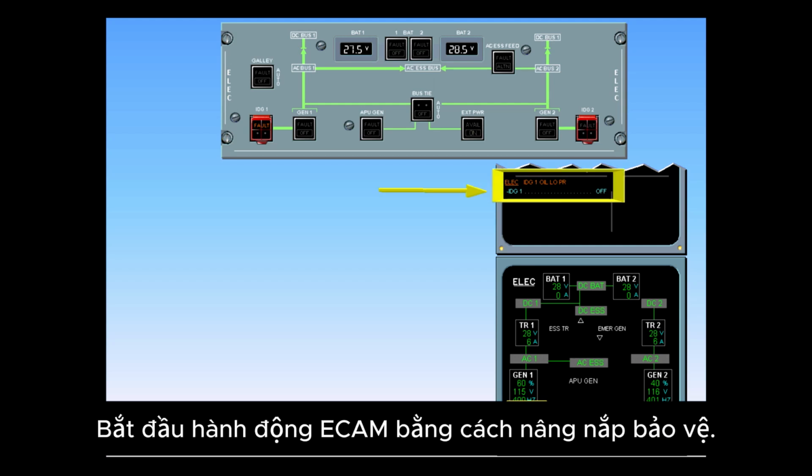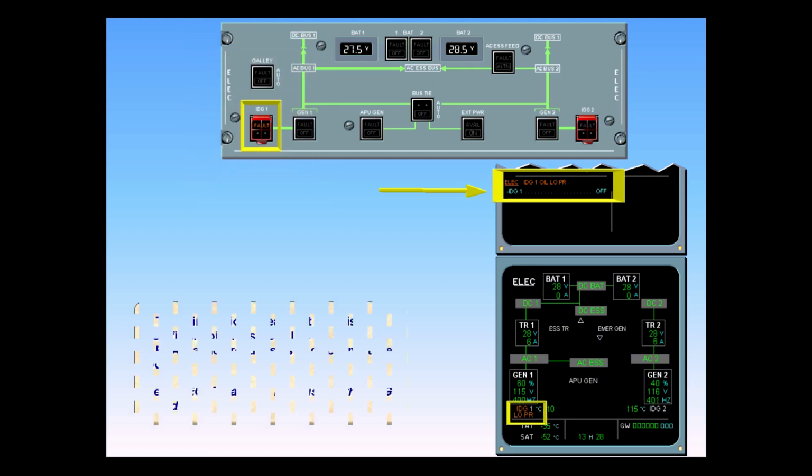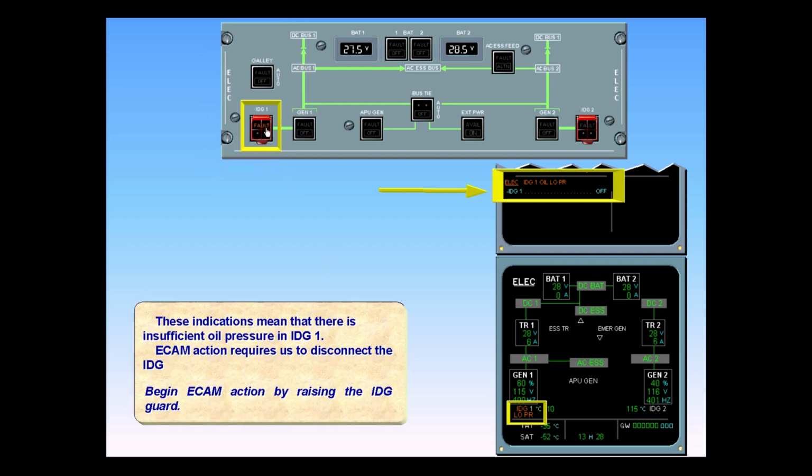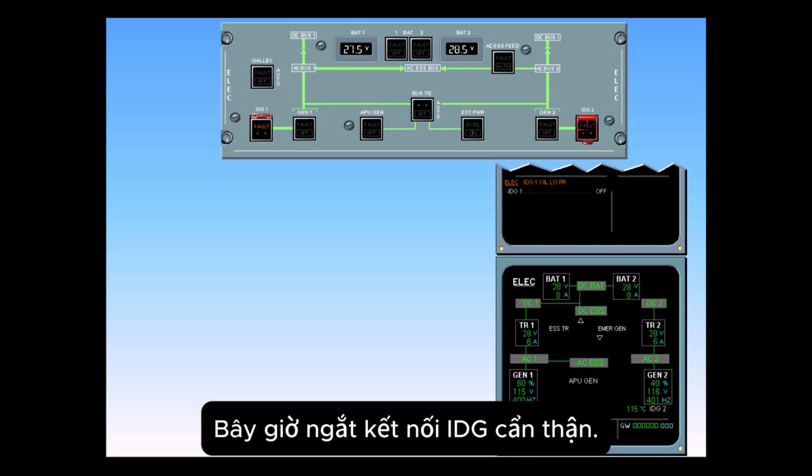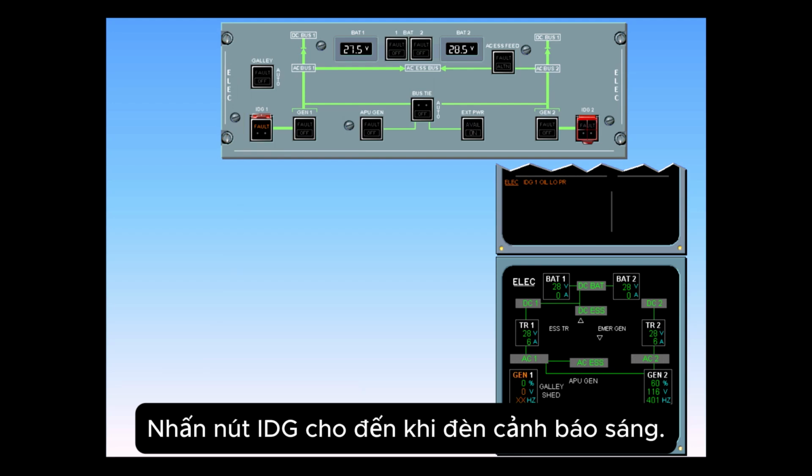Begin ECAM action by raising the IDG guard. The guard has been raised. Now disconnect the IDG. Caution! Press the IDG push-button switch until the generator fault light comes on, but not more than 3 seconds, to avoid damage to the disengaged solenoid.